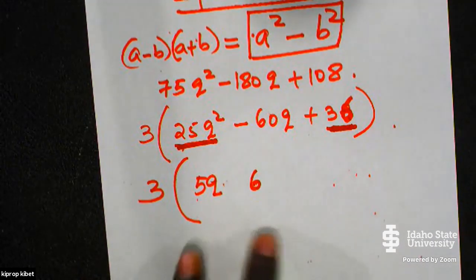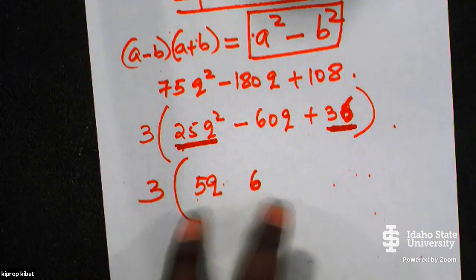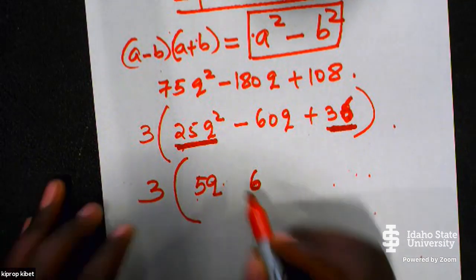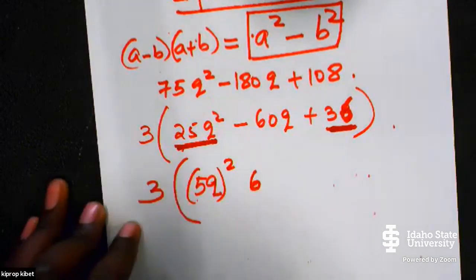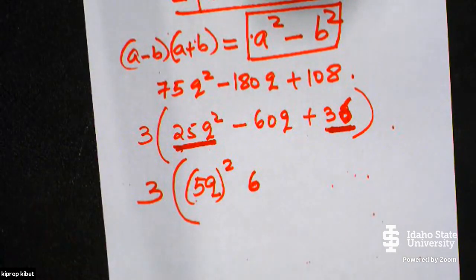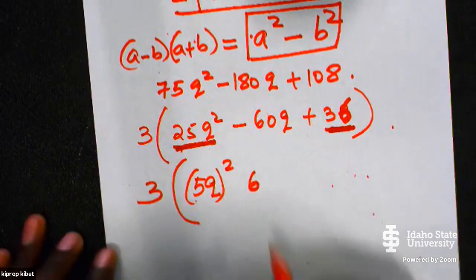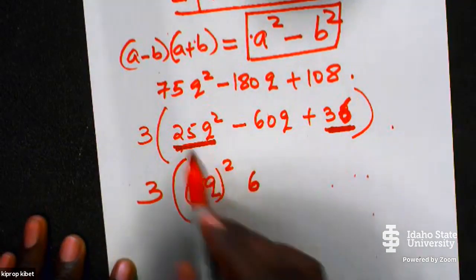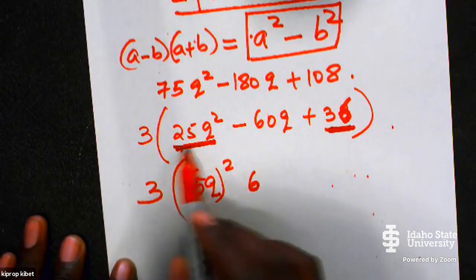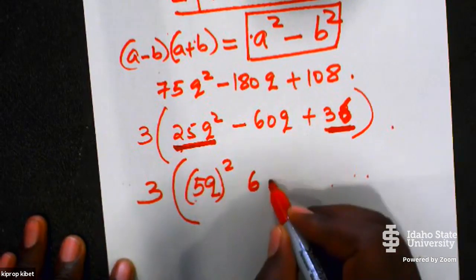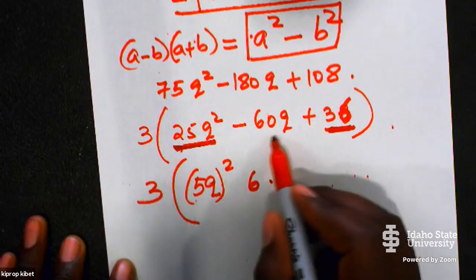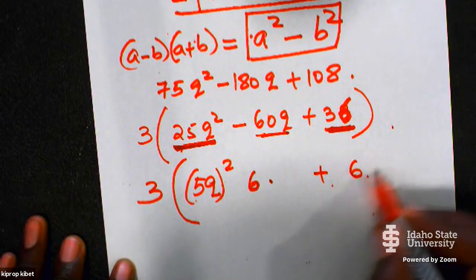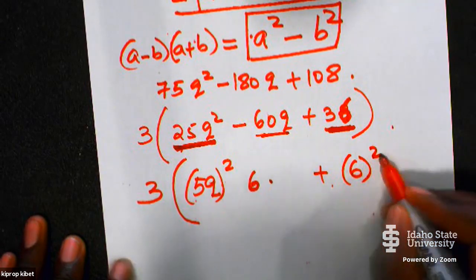So here, let's say 5q, squared. That is (5q) squared, which is for this. Then we have what is in the middle. When you multiply, will you get 60? And then the final one here is 6 squared.